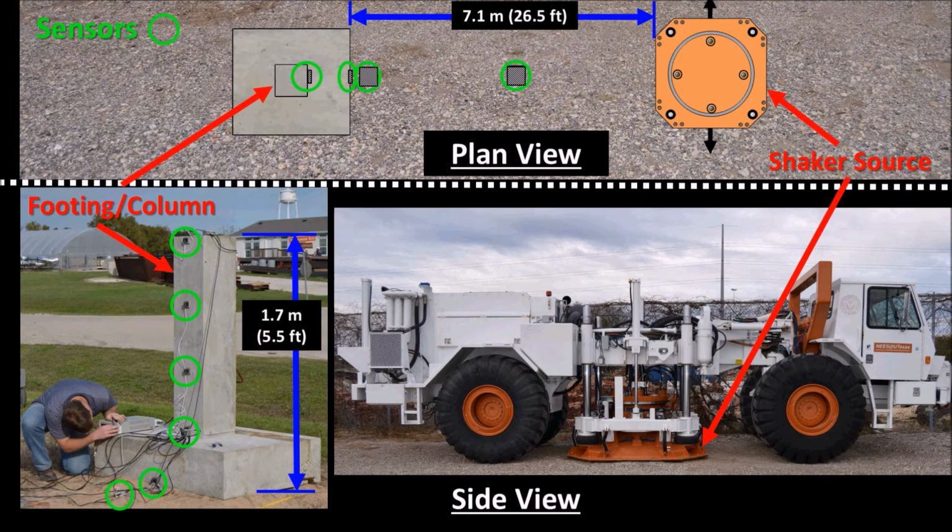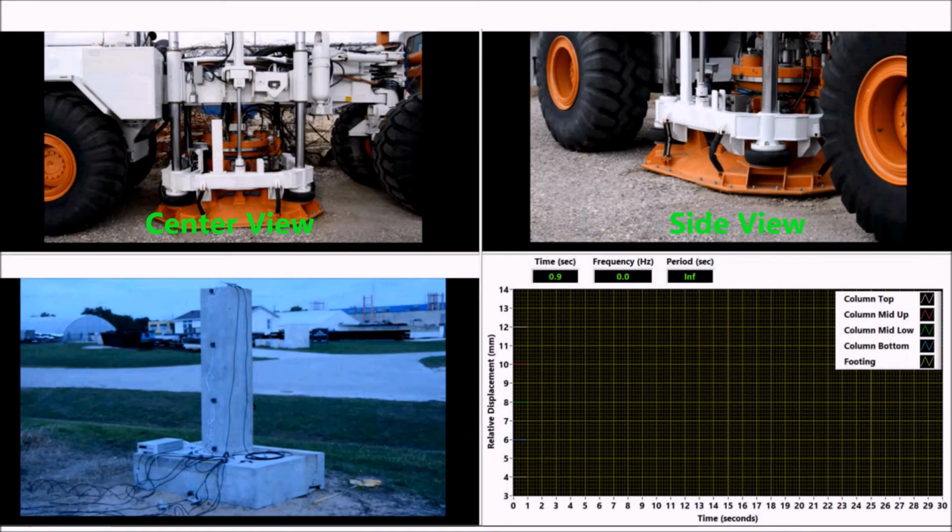We have 5 sensors placed on our column and 2 placed in the soil between the shaker source and the structure. The direction of shaking is perpendicular to the structure, which will generate shear waves. We will be using an upgrade sine sweep to excite our structure. To demonstrate this experiment, we have 2 angles of our shaker source, an angle of the structure, and the time histories from our 5 sensors will play out on the graph.